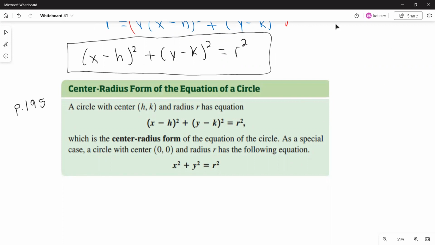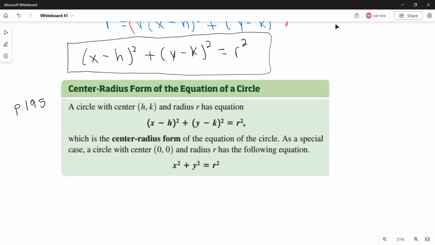As a special case, a circle with center 0, 0 and radius r has the equation x squared plus y squared equals r squared. If h is 0, we have x minus 0 squared, which is x squared. And if k is 0, we have y minus 0 squared, which is y squared.